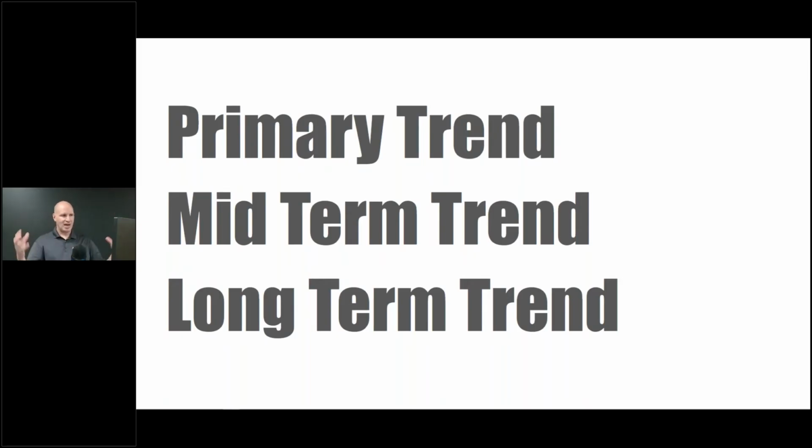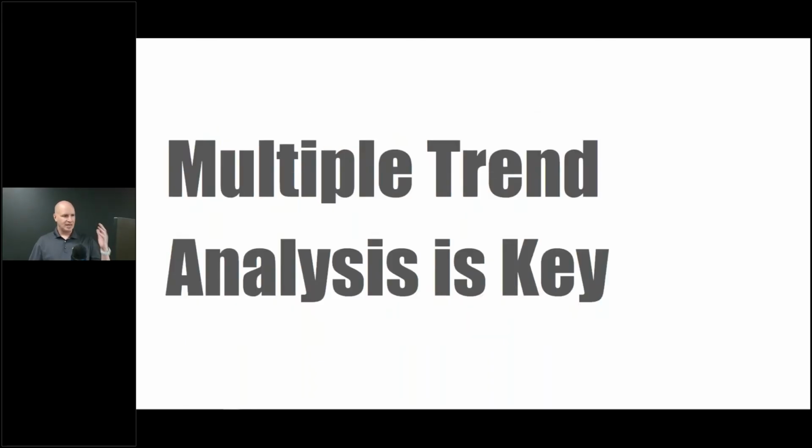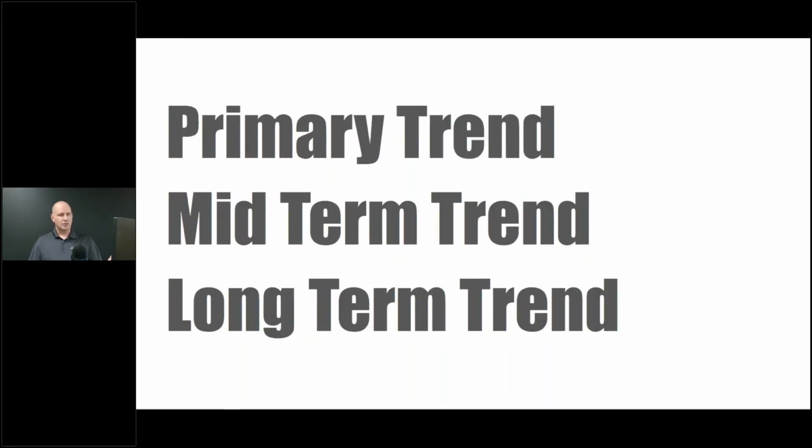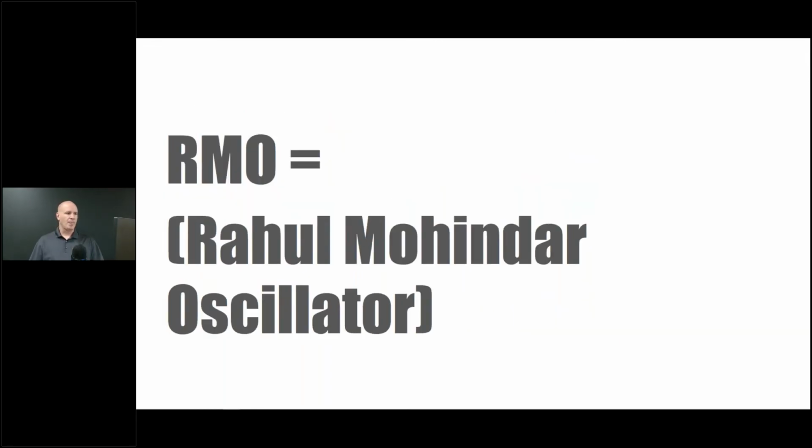So if we can combine all three of these things together, the primary trend, the midterm trend, and the long-term trend, well, then we have a more powerful signal. We're using multiple trends to help us identify those signals. Okay, so multiple trend analysis is key. Here's our three different trends we want to look for. Here's how we're going to do it.